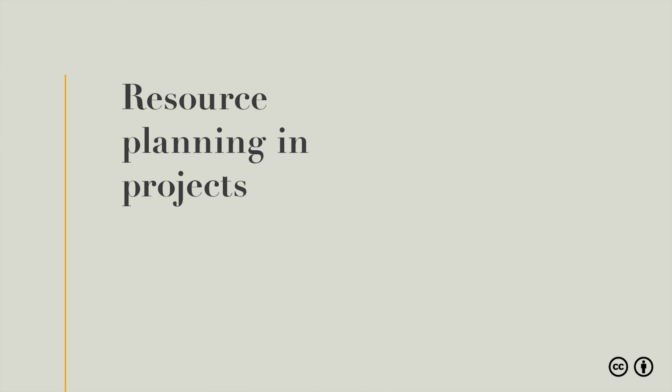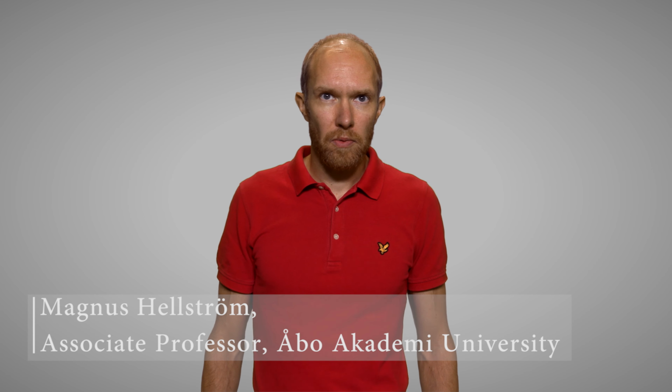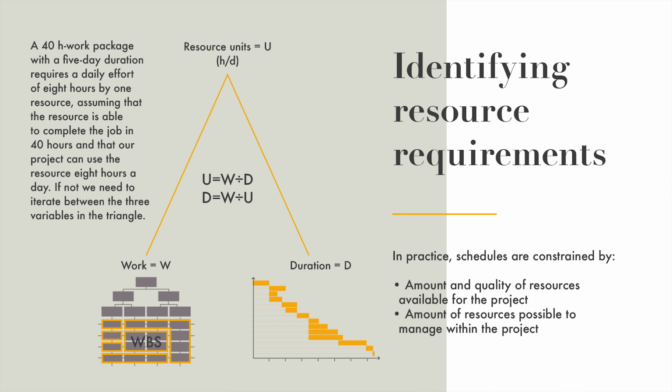Hello. The central goal of resource planning is to ensure that we have the right resources acquired and allocated to our project. To do that, we first need to figure out what the true resource needs in our project are. In theory, we can calculate it from the triangle shown in the picture here. And it also shows how resource planning goes hand in hand with scope and schedule planning.